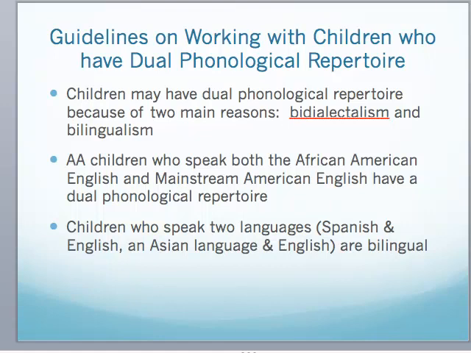So this concludes Chapter 5, Ethnocultural Variables that Affect Articulation and Phonological Development. This is Professor K. Thank you.